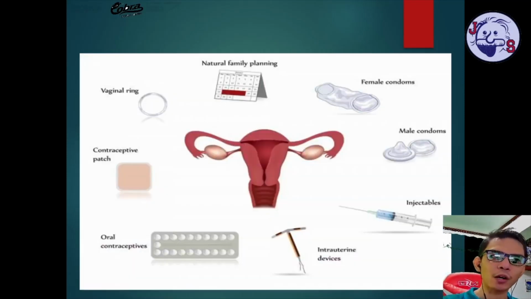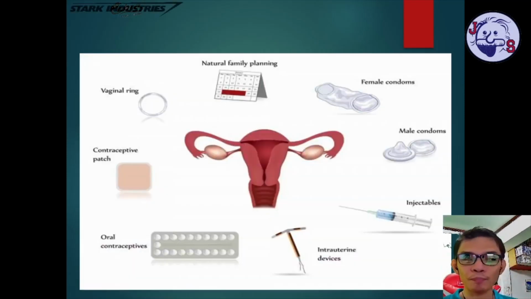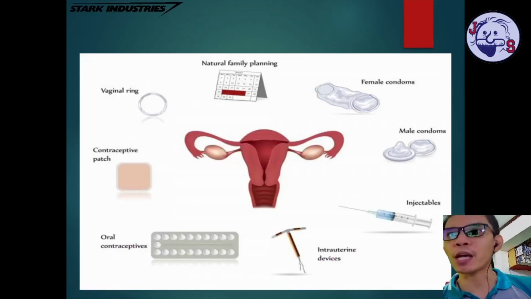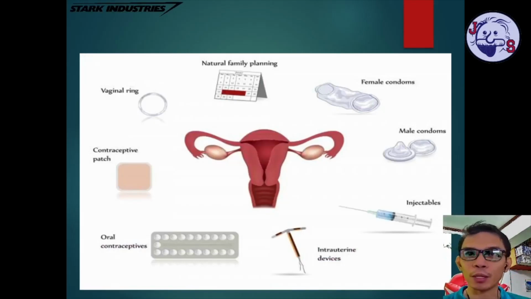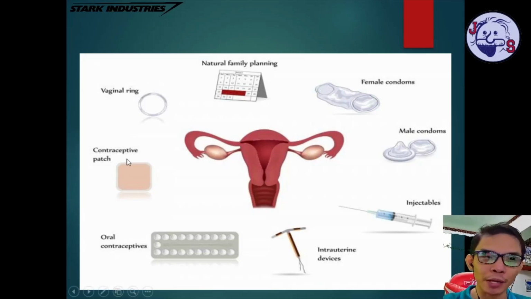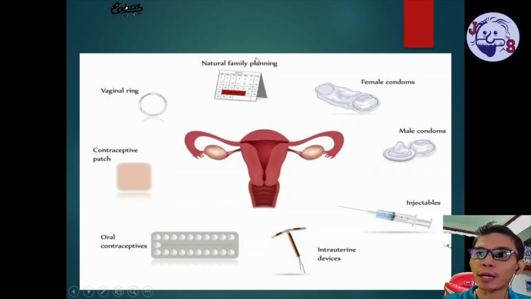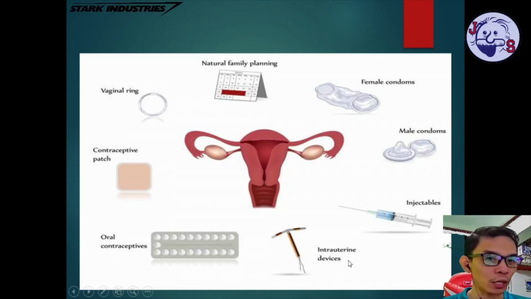With that, let's go now to the next part, which is the birth control methods. The birth control methods available for females are the following. We have the contraceptive patch, the vaginal ring, then natural family planning, then the female condoms, and the male condoms, which is very important. And we have the injectables, and the intrauterine device.